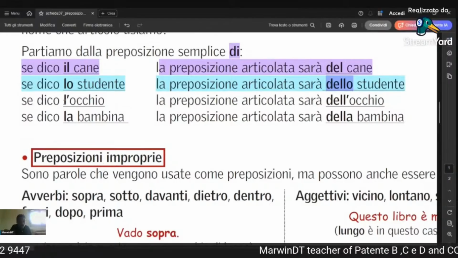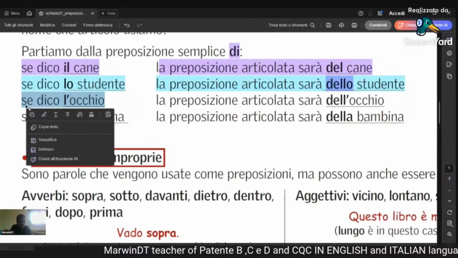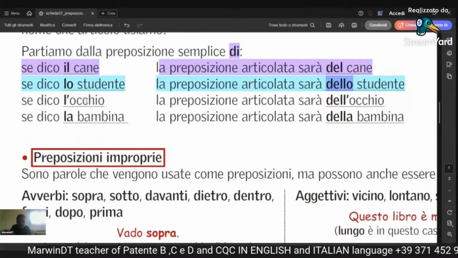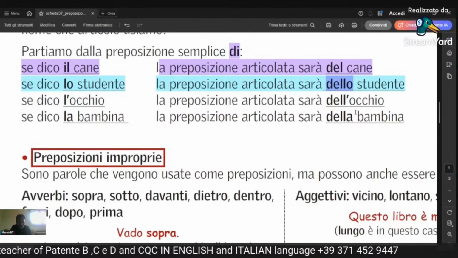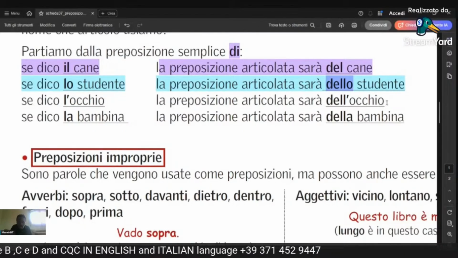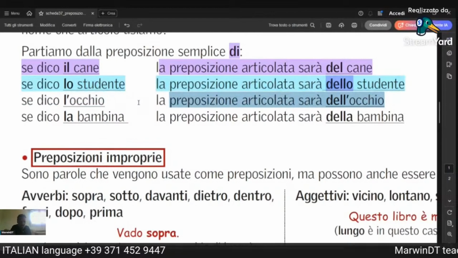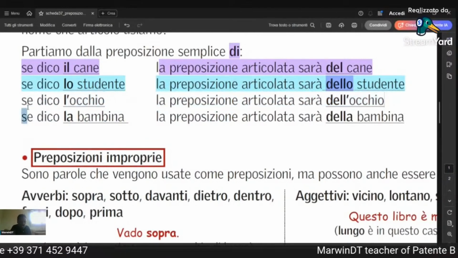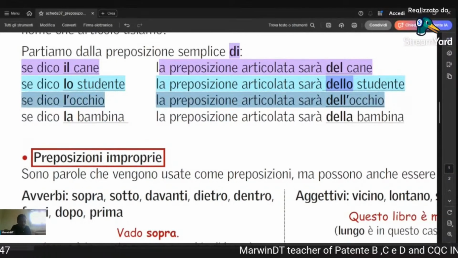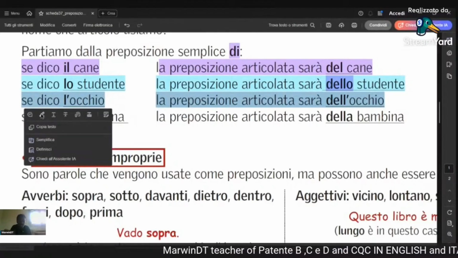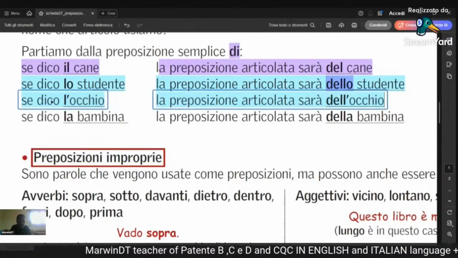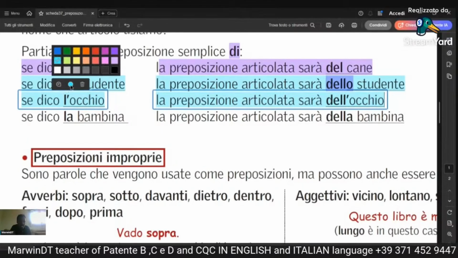Se dico l'occhio, which is L apostrophe occhio, L apostrophe plus D is going to be dell'occhio, D-E-L-L apostrophe occhio. So it will be dell'occhio, which means of the eye. Of the eye. Very good.